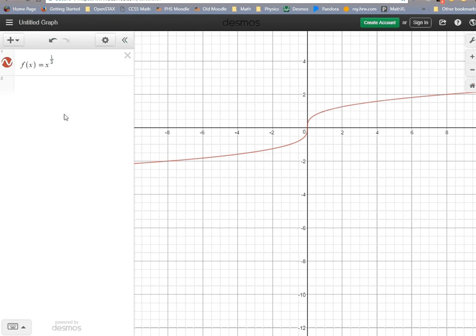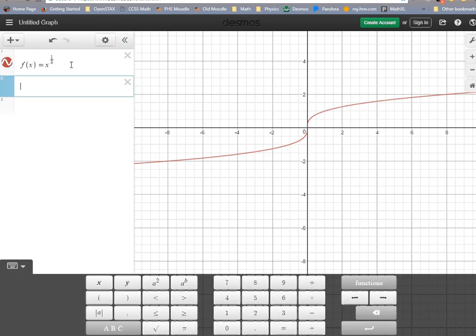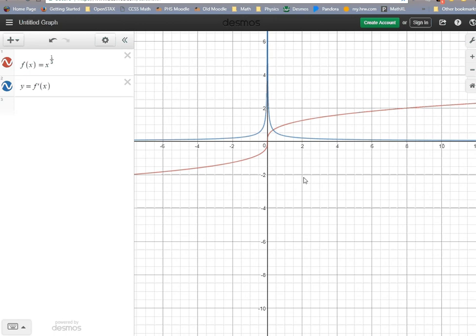So if we graph the derivative, watch this. Down here we'll graph y equals f prime of x. Yeah, look at that. How about that? It graphs the derivative for you. How cool is that? So do you see that? The blue function is the graph of the slope of the red function. Once again, the value of the derivative function is the slope of the function.